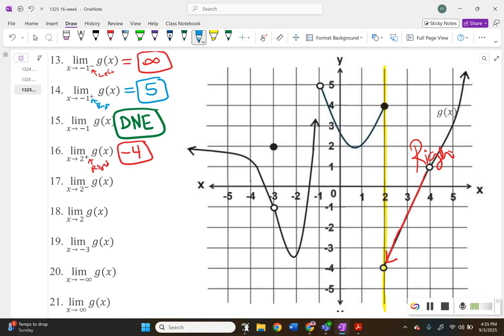This next part says the limit as x approaches 2 from the left. So here is the left side of 2. As I follow my graph, as I get closer and closer to 2, my y values get closer and closer to 4. So coming from the right side, my limit was negative 4. Coming from the left side, my limit was positive 4. Therefore, the limit as x approaches 2 does not exist, because coming from the left and right, I got two different things.